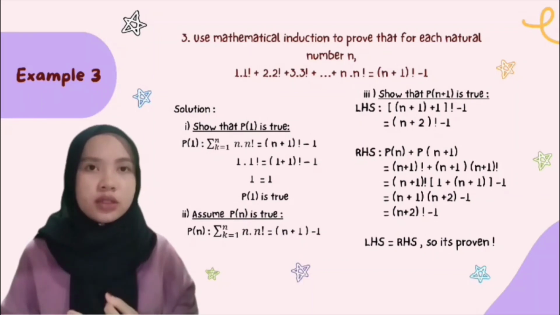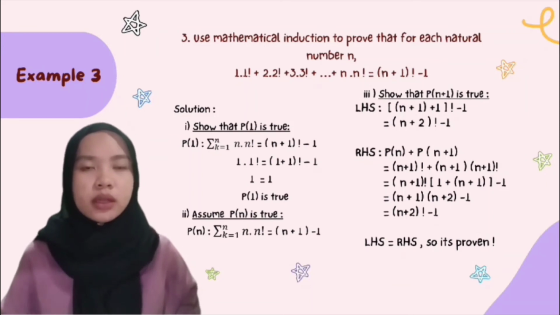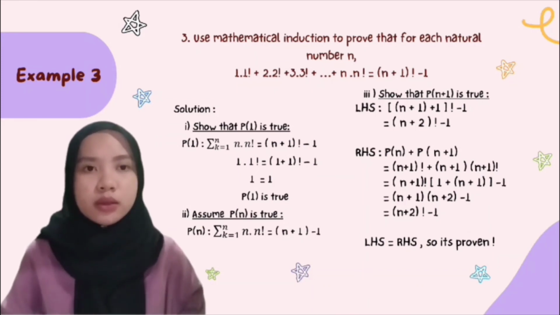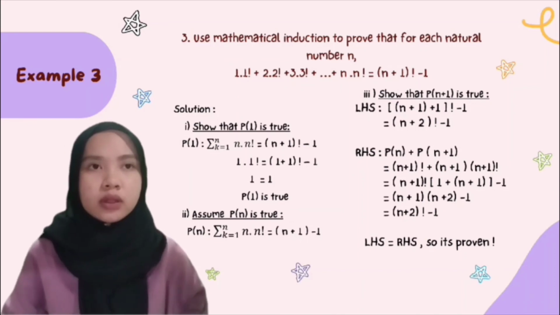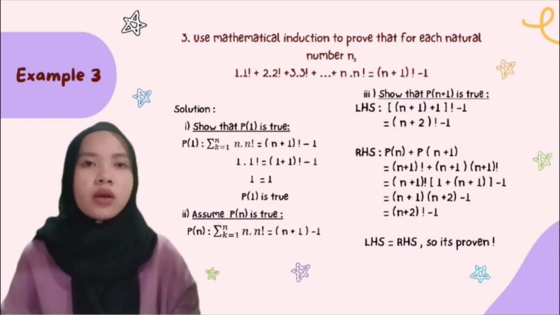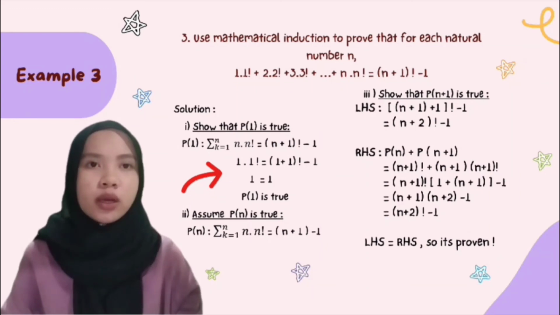For example 3, the question asks to use mathematical induction to prove that for each natural number n, 1 multiply 1 factorial plus 2 multiply 2 factorial plus 3 multiply 3 factorial until n multiply n factorial equals (n plus 1) factorial minus 1. The first step is to show that P1 is true. We substitute 1 into n multiply n factorial equals (n plus 1) factorial minus 1. Then we get that P1 is true.